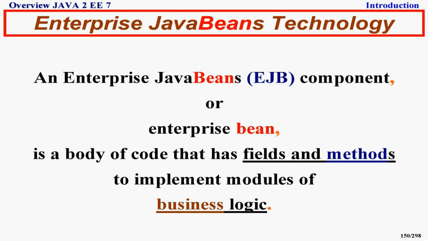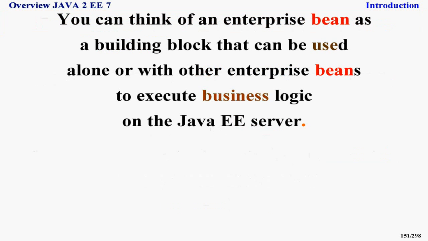Enterprise JavaBeans technology. An Enterprise JavaBeans (EJB) component, or enterprise bean, is a body of code that has fields and methods to implement modules of business logic. You can think of an enterprise bean as a building block that can be used alone or with other enterprise beans to execute business logic on the Java EE server.